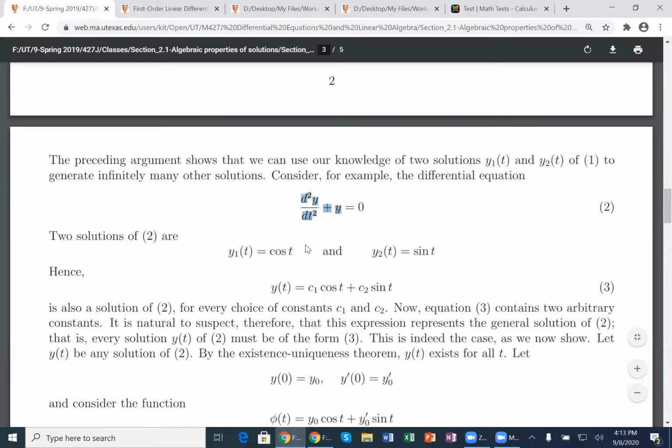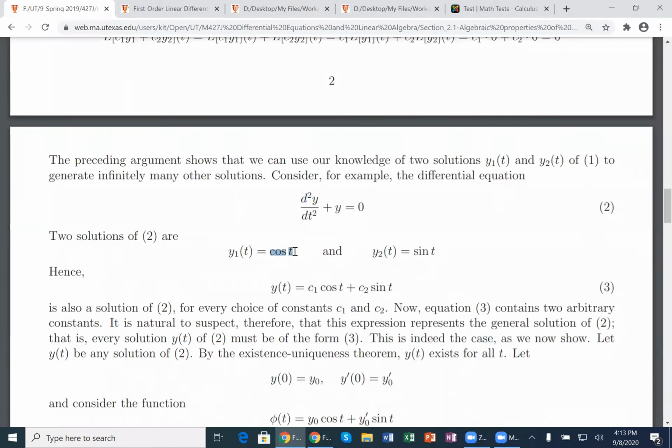cosine here. We have to find the second derivative. First derivative of cosine is negative sine. Second derivative is the derivative of the first derivative. Derivative of negative sine is negative cosine. So, second derivative of cosine is negative cosine. This is negative cosine. This is cosine. Negative cosine plus cosine is indeed 0.